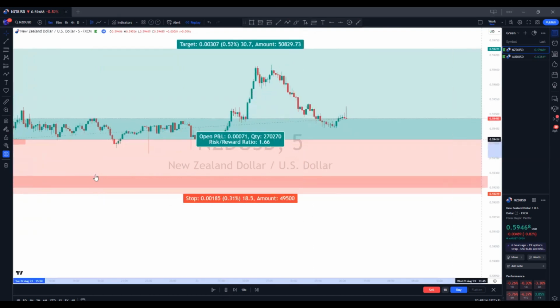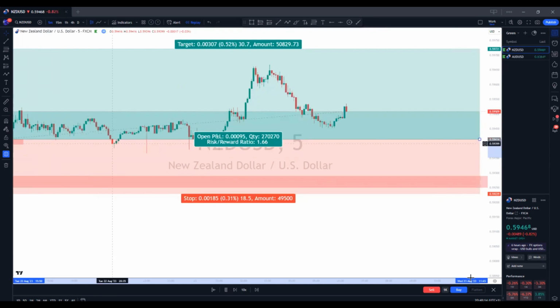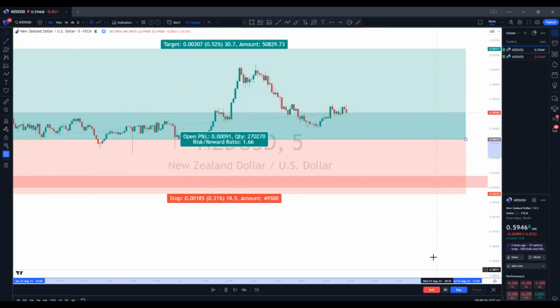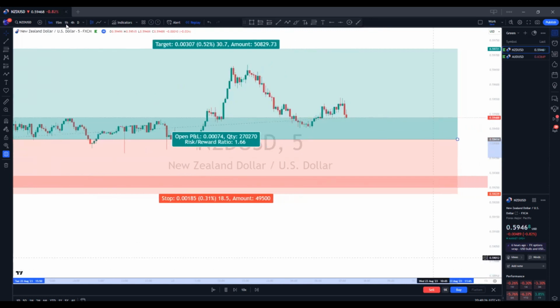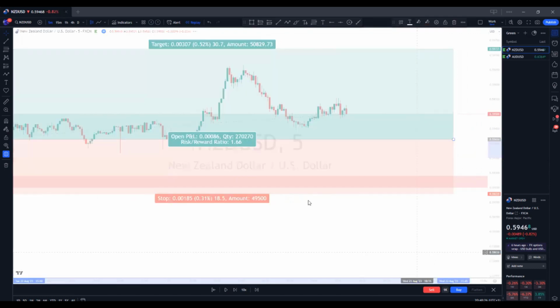Let's see how long this is. This is from Tuesday to Wednesday, the 23rd. Price almost hit the take profit, but then still came back. Let's see if it actually did. Let me go back to the 1 hour time frame and see. They actually hit the take profit.